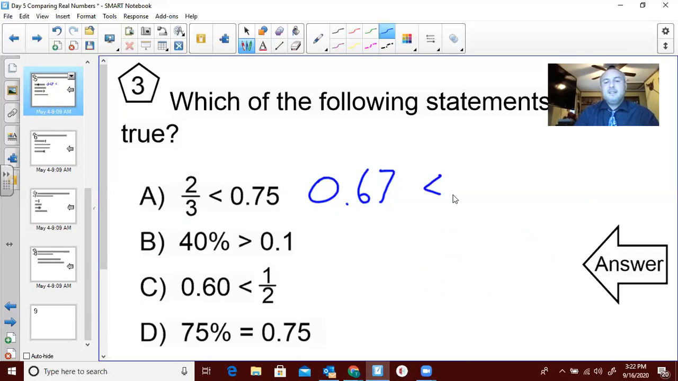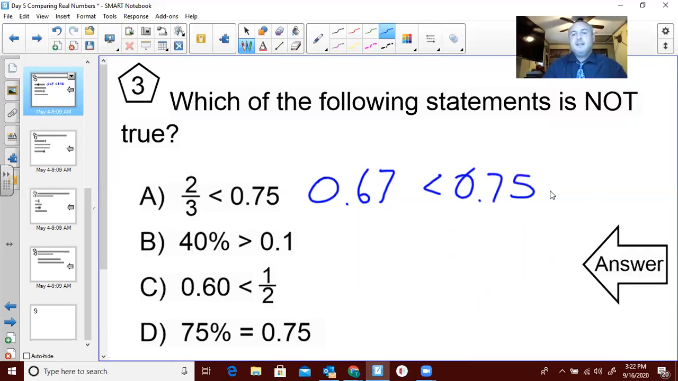And this is saying that this is less than 0.75. Now, if I'm not mistaken, this asks us what statement is not true. I cannot stress how important it is that you read the question. So we have 0.67, which is in fact less than 0.75. So this is a true statement, which is not what we're looking for.